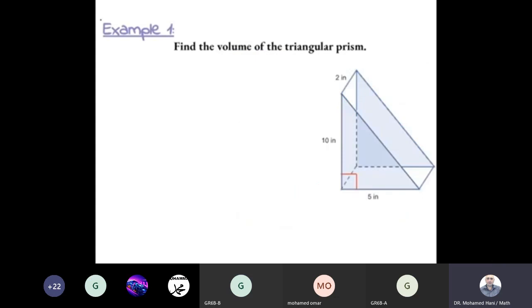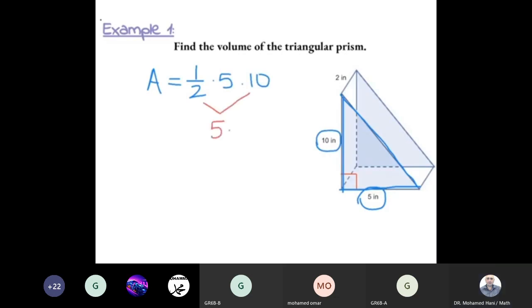Example 1, find the volume of the triangular prism. So to find the volume of a triangular prism, you first have to find the area of one of the triangular sides. So the area of a triangular side is 1/2 times the base, which is 5, times the height, which is 10. 1/2 times 10 gives us 5, and then 5 times 5 gives us 25. So we have 25 for the triangular side.